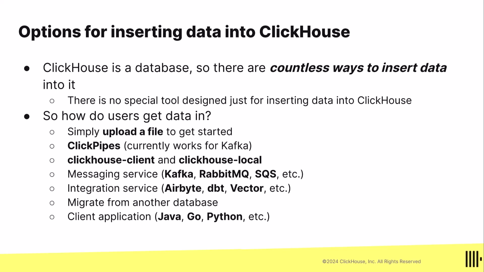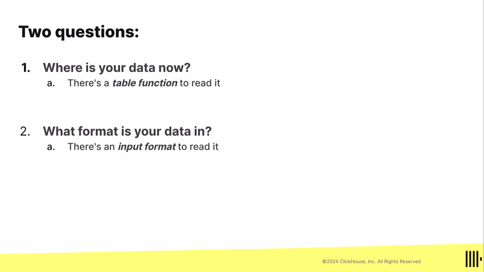If your data is coming from something like Airbyte or DBT or Vector, one of these ETL type applications, they all have a ClickHouse connector as a sink. And so those are super easy to connect to ClickHouse. If you've got data in another database, whatever the method is, if you have to write your own program in Java or Python or something, just lots of options here. No really one way to do it.